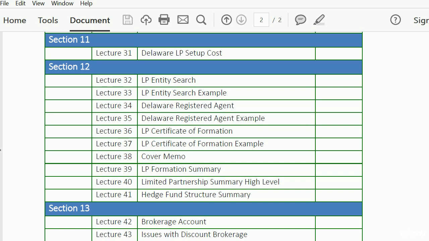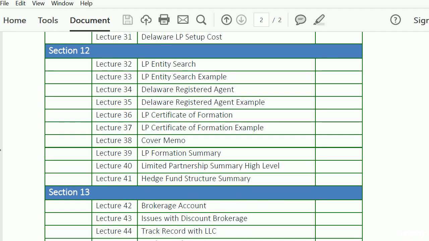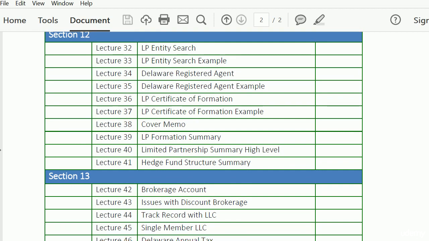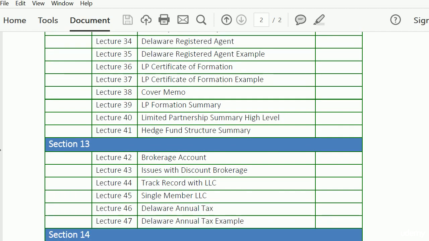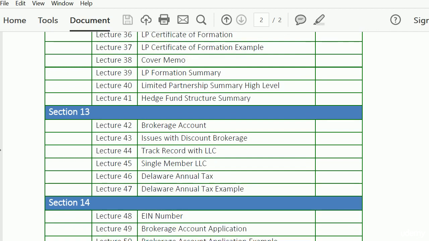So we'll do the entity search to make sure the name is available. We'll look at the registered agents, the examples, how to actually fill out the certificate of formation for the limited partnership, an example of that. With the limited partnership formation form, we would have to send out a cover memo as well. We'll look at how to fill that out. And then we'll look at a summary of what we have accomplished so far and how that fits in the hedge fund structure. In section 13, we'll talk about brokerage accounts.